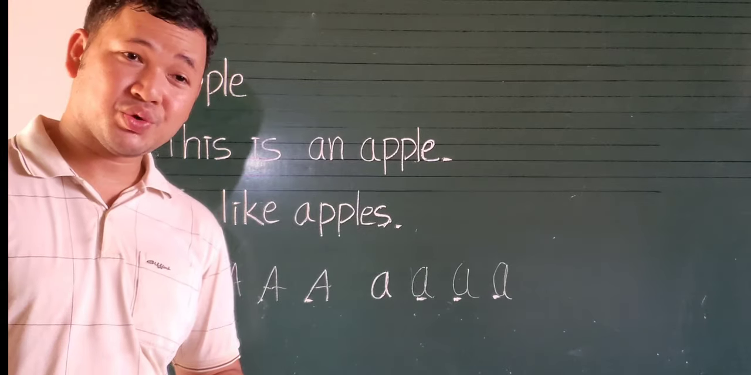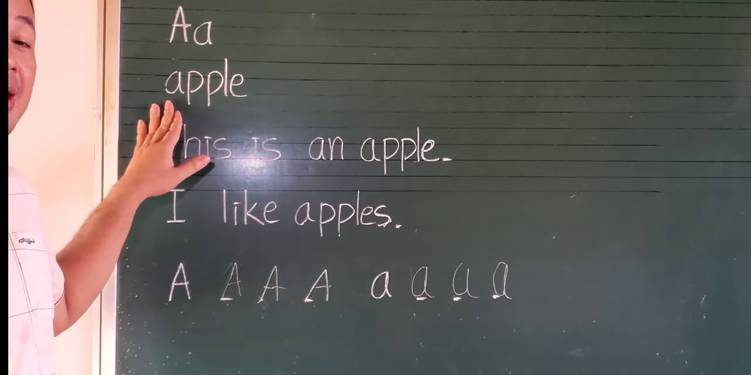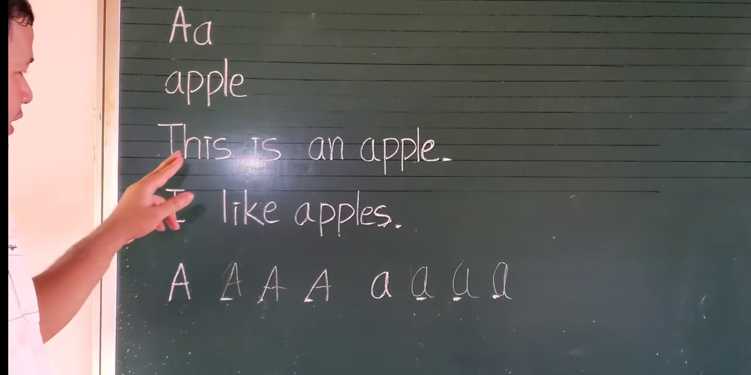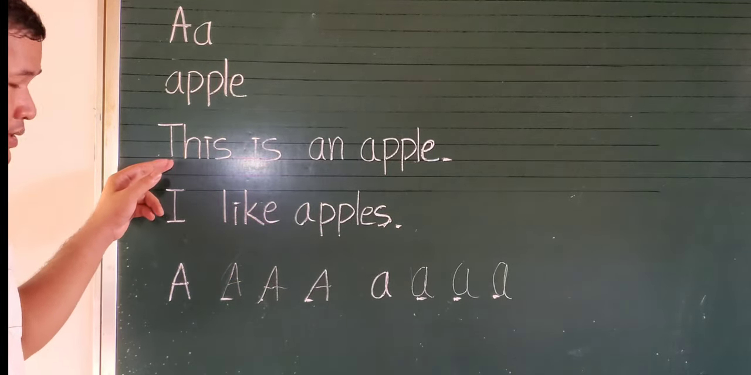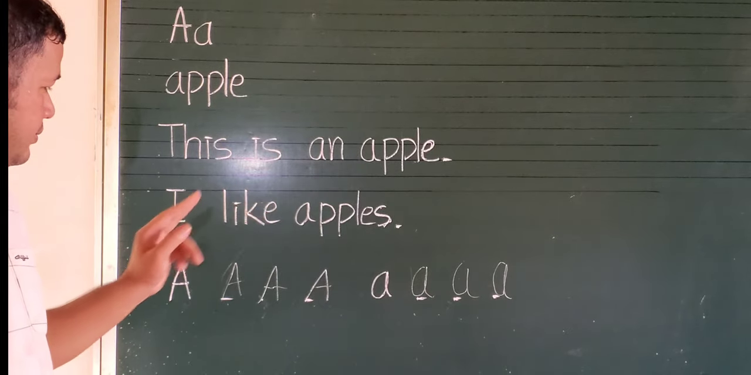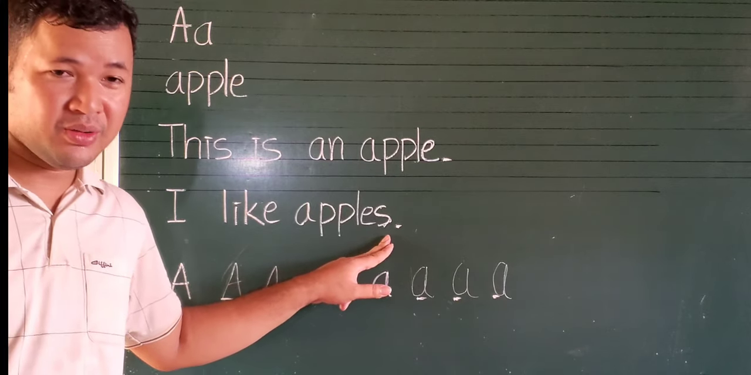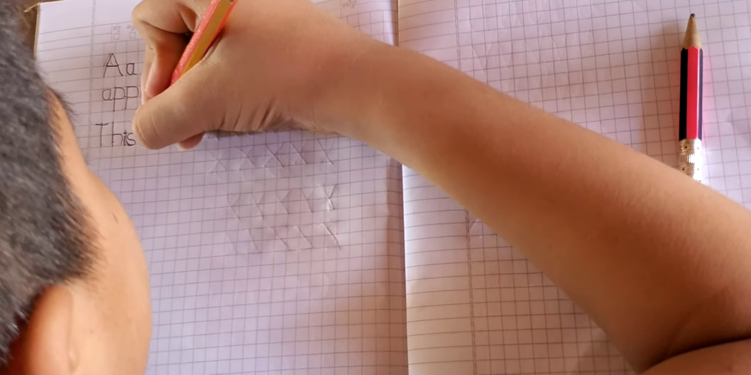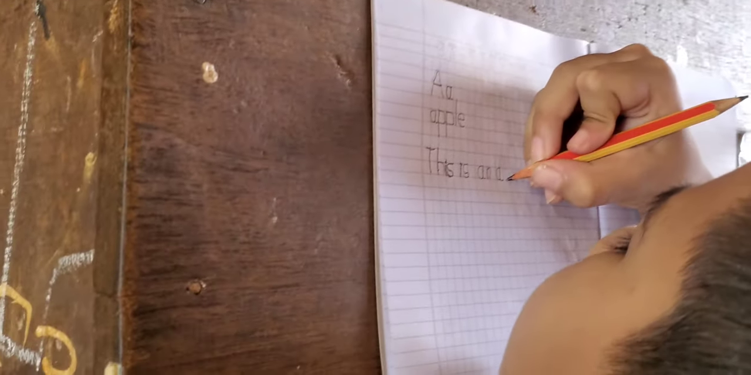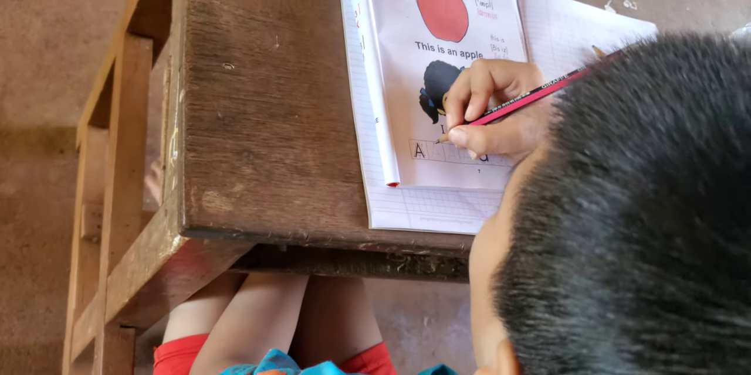Thank you everyone. So try hard, work hard to read and spell. Again, apple, I spell. A-P-P-L-E. Okay. And read this sentence. This is an apple. Very good. I like apples. Good. Practice here too, okay? Practice writing.